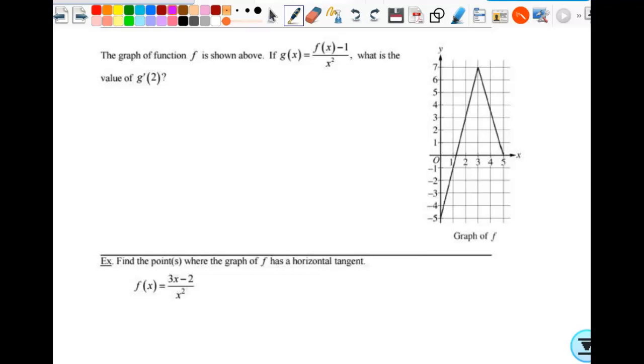I want g prime of 2. All right? So first of all, I need g prime, right? So g prime of x from this, I'm going to take the derivative of the numerator. What's the derivative of the numerator?